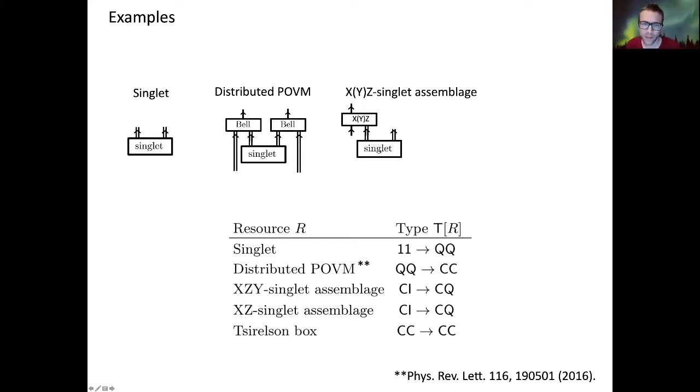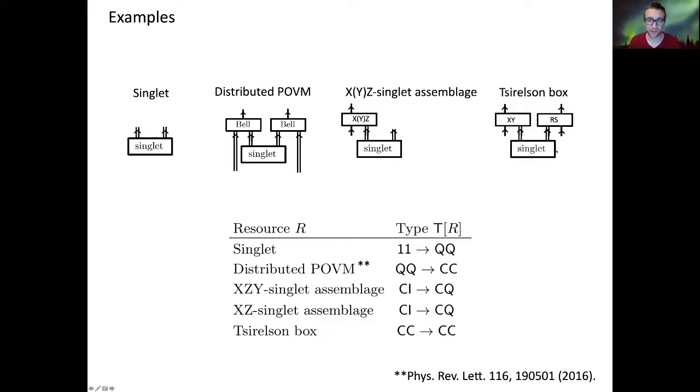So they're defined by taking the singlet state and implementing one of the Pauli measurements, depending on some classical measurement setting. So for this third resource here, there's 3 measurement settings, choosing X, Y, or Z measurements. And for the fourth resource, we have 2 measurement settings, choosing either X or Z measurements.